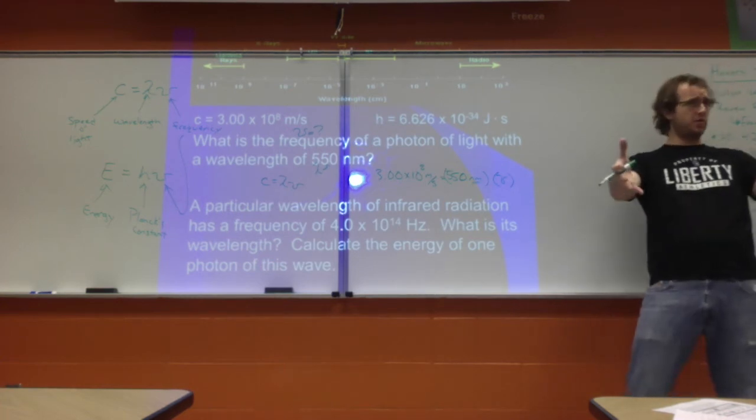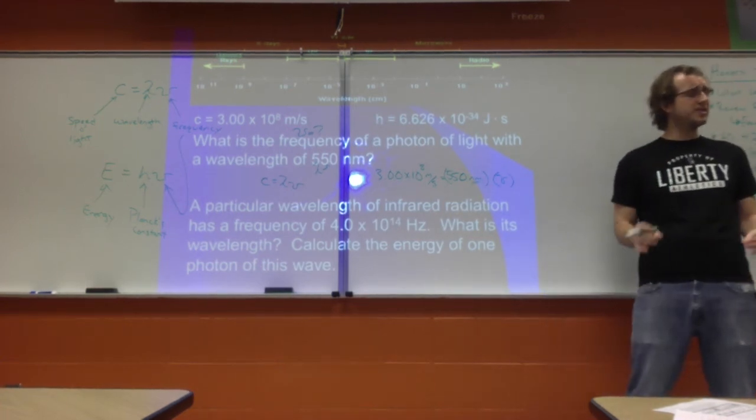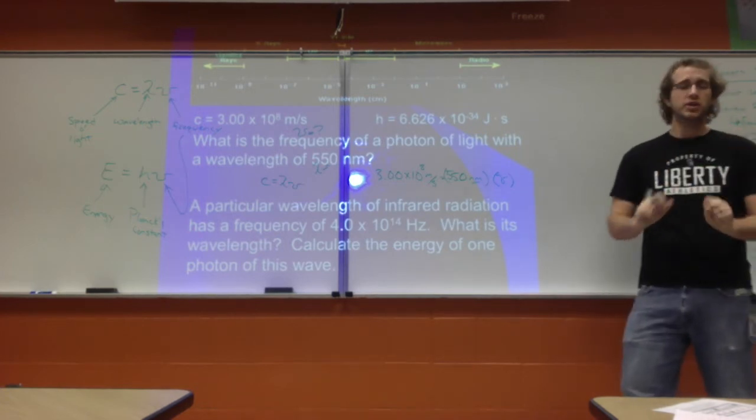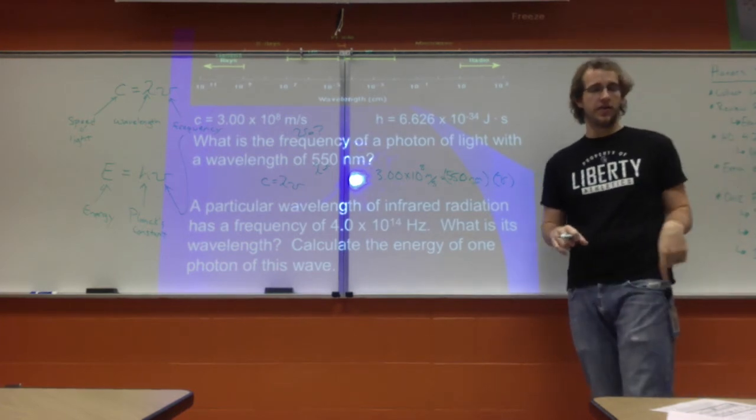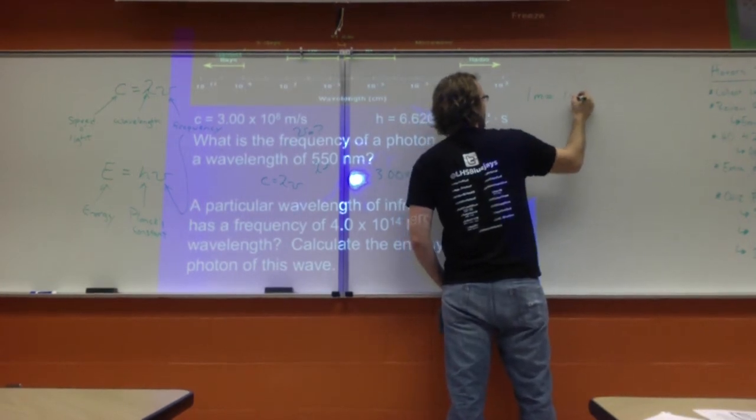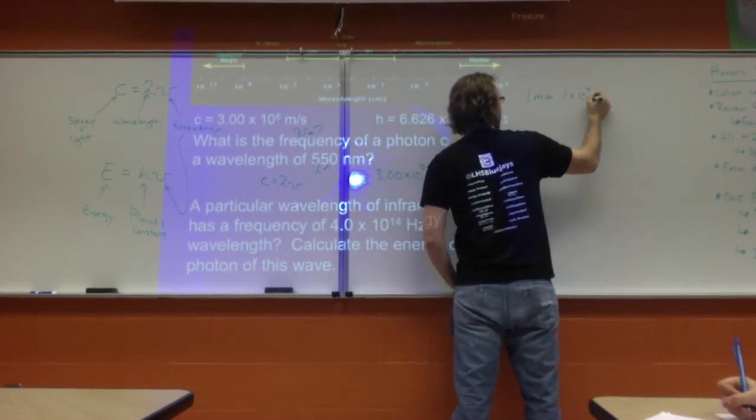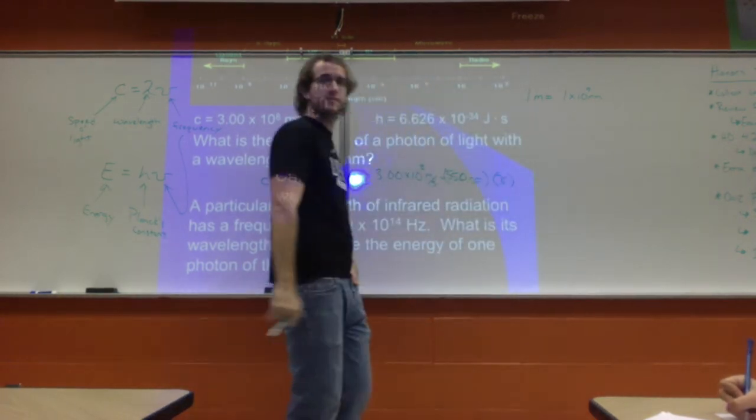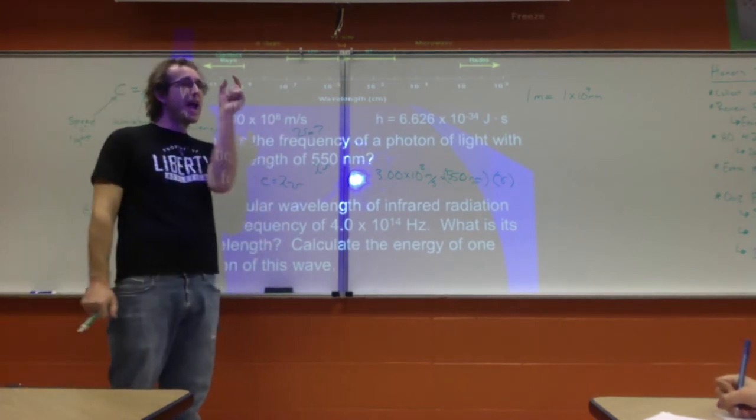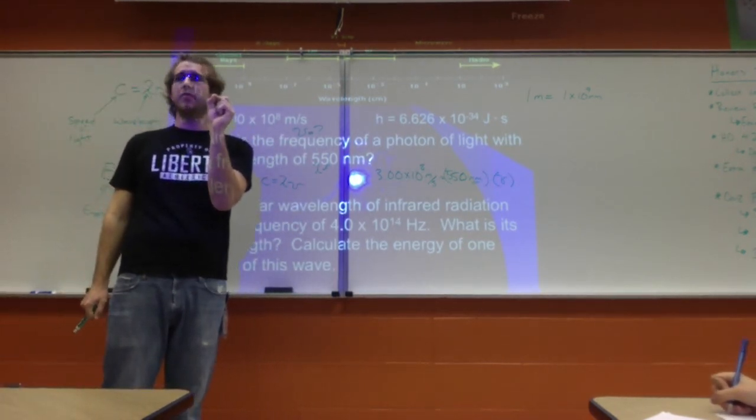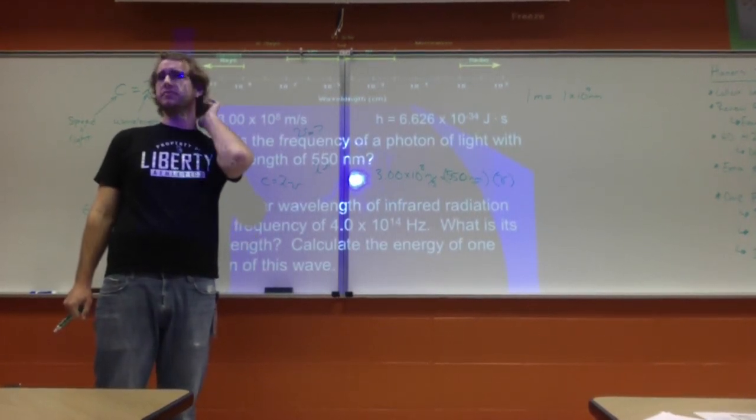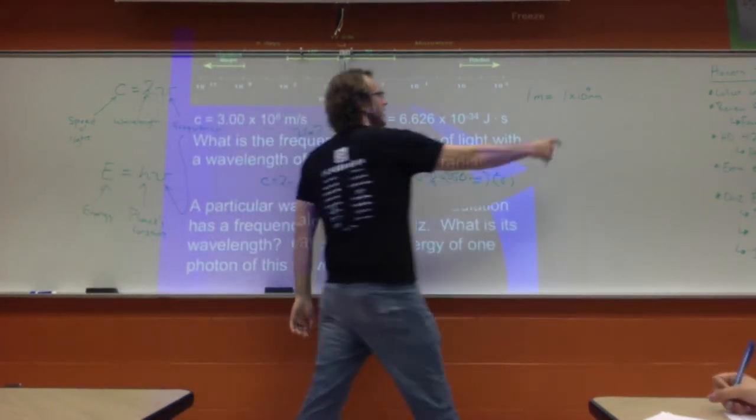Now, nanometers. Did we talk about nanometers? No, we never talked about nano. It is a metric prefix, nano. It is really little. If you look on your handout, I think right above number 1, it says that 1 meter is equal to 1 times 10 to the 9th nanometers. Crazy little. So 1 nanometer is a billionth of a meter. Good. So we're going to need to change the units.